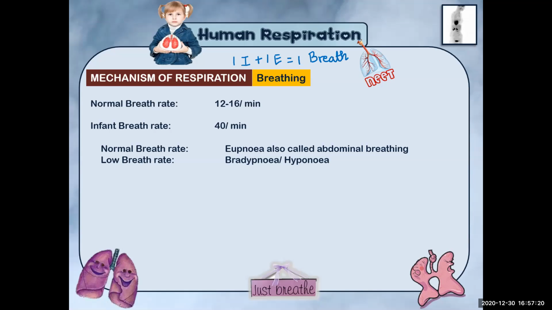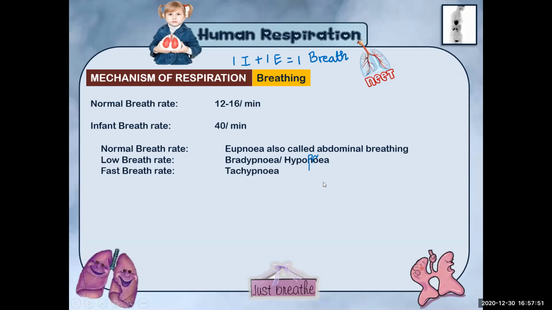ओके, ब्रैडिपनिया. ब्रैडी का मतलब होता है लेस, एंड निया मीन्स ब्रीदिंग. ब्रैडिपनिया लेस ब्रीदिंग. और हाइपोपनिया. हाइपोपनिया, here a P is missing, it is hypopnea नहीं, हाइपोपनिया. P N O E, हाइपोपनिया.